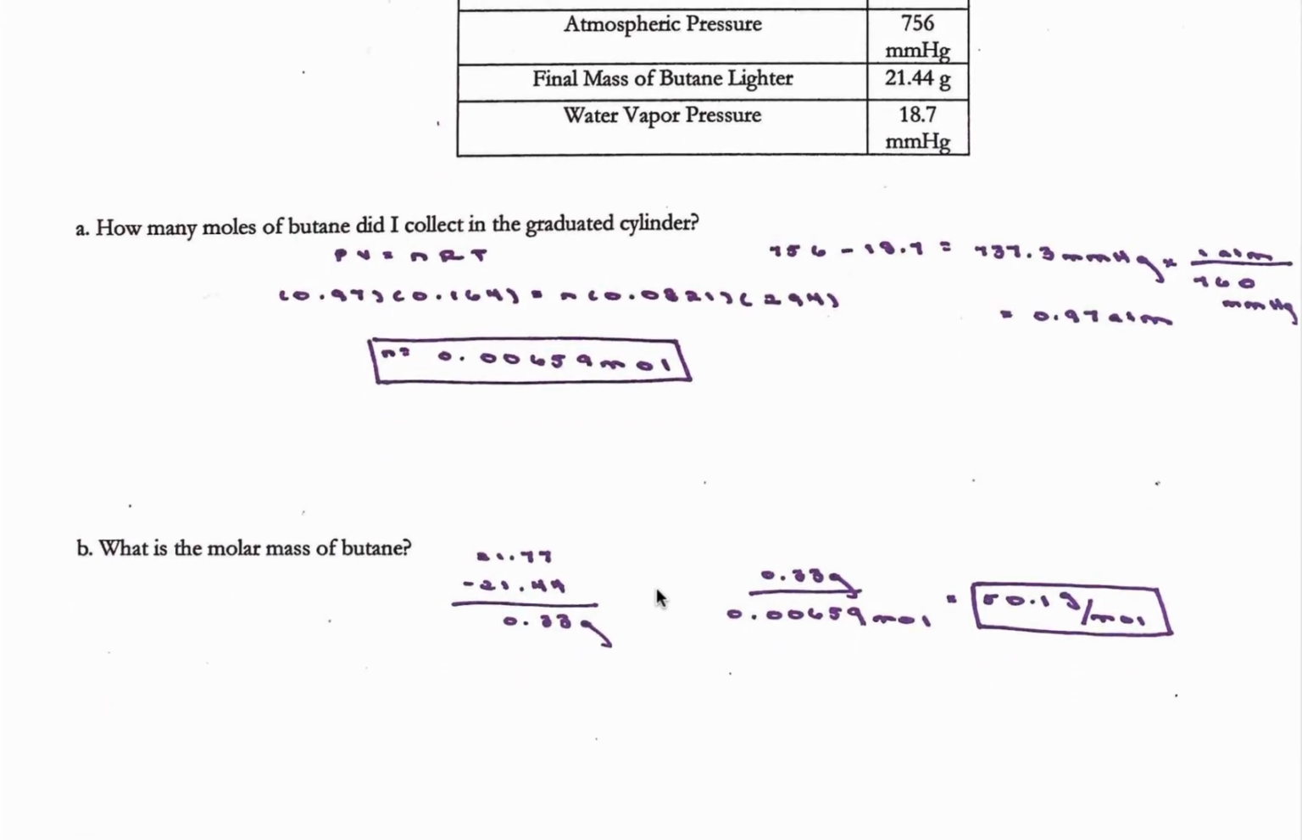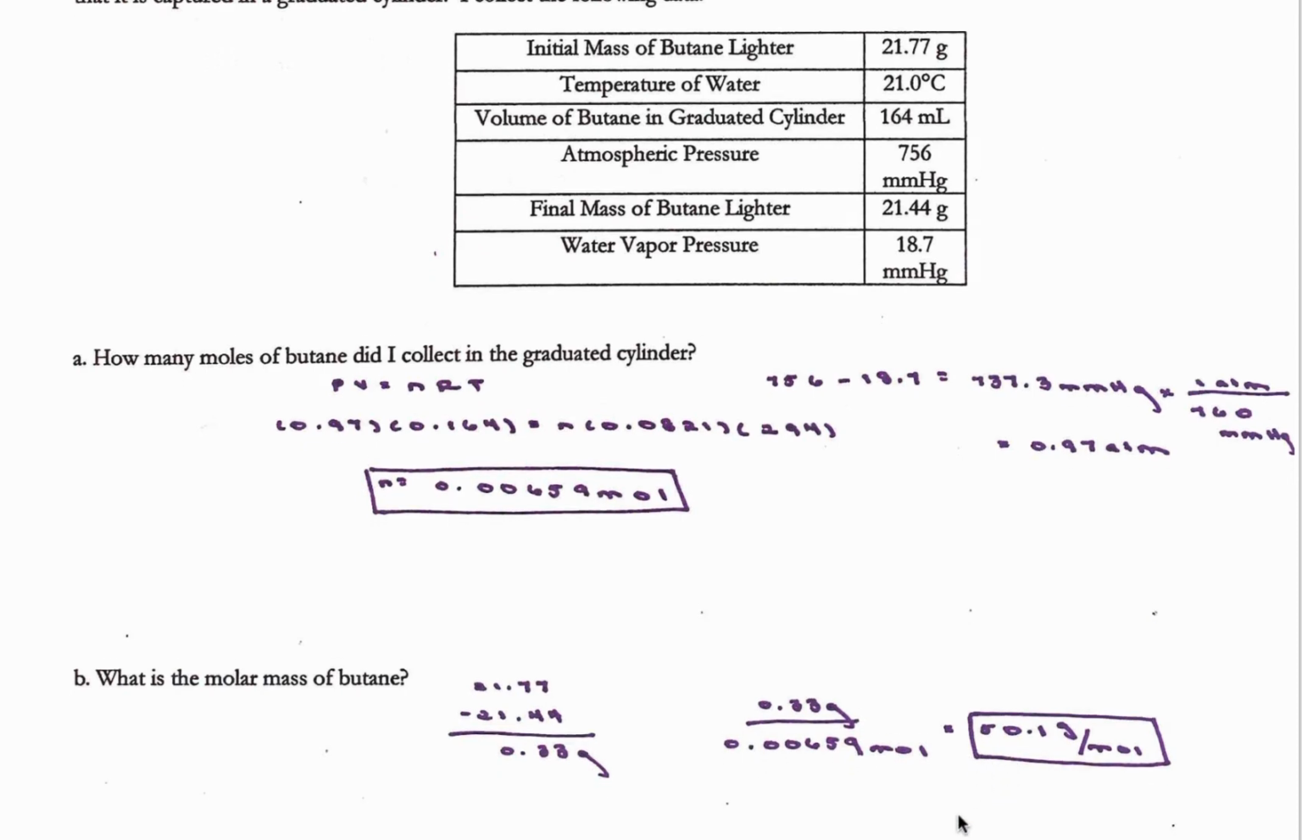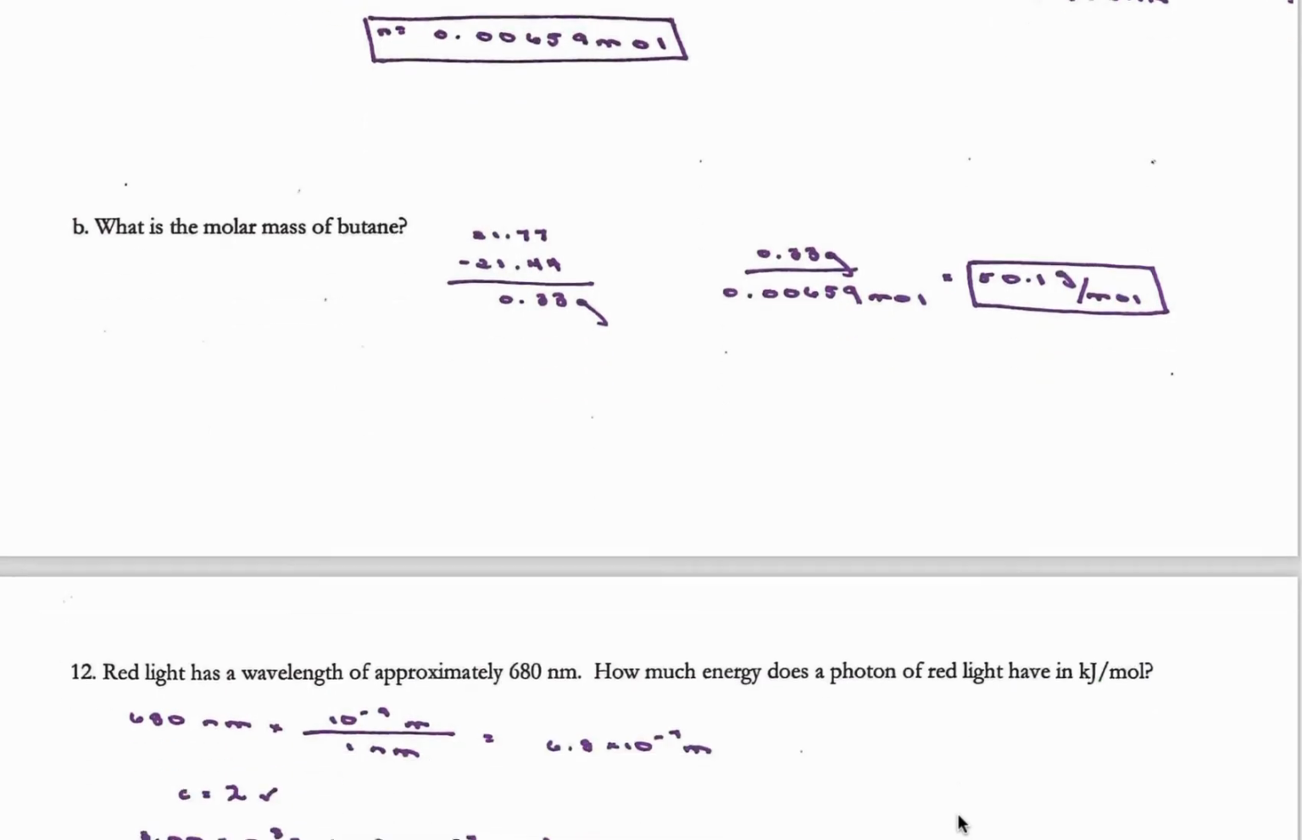Then it asks for the molar mass of butane. Well, I first need to determine what mass of butane I added to the container to begin with. So I started with a mass of 21.77 grams. Then I added enough butane so that at the end its mass was 21.44. So when I subtract, that gives me the mass of butane I added, so 0.33 grams, divided by my number of moles, and I get a molar mass of 50.1 grams per mole.